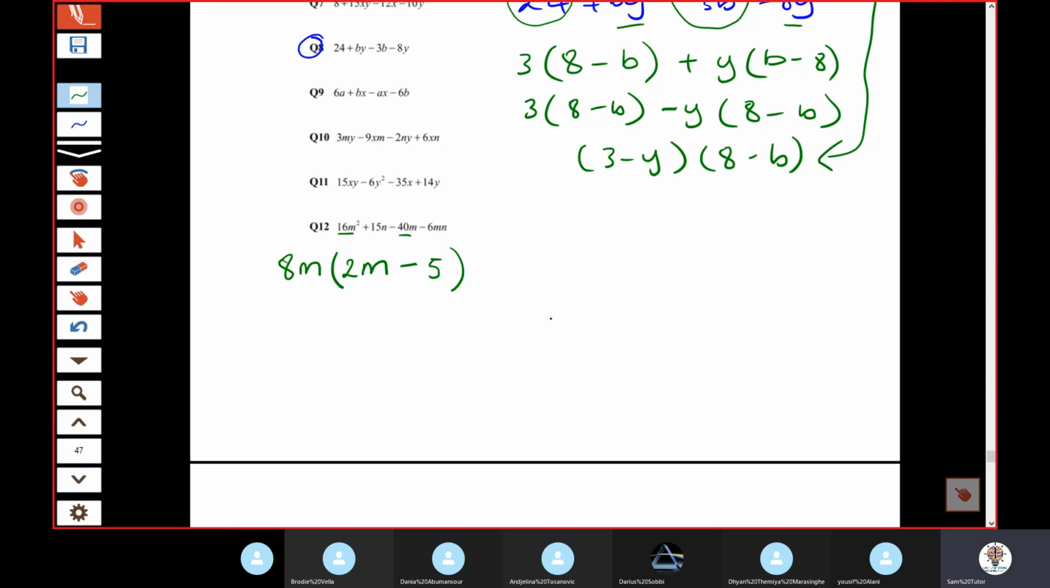Do you agree with that? Yeah. Now, what about the next one? 15n and negative 6mn. Again, do the numbers first. 15 and 6, what's common? 3. And n is obviously n. Bracket. That should be 5 minus 2m. 3 times negative 2 is negative 6mn.